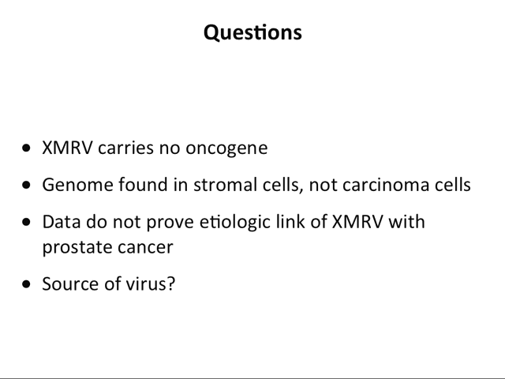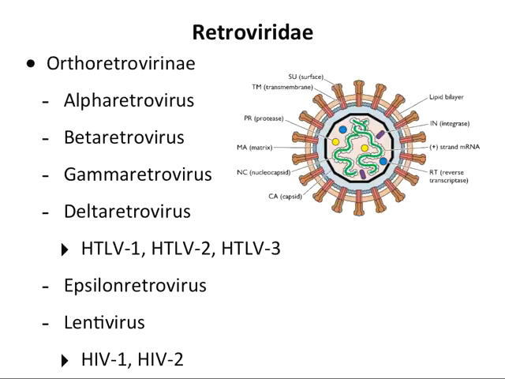These data don't prove a link of the virus with cancer. They just show that there's an association. So you have to do much more than show an association of a virus with a certain disease. And finally, where did this virus come from? It's a murine virus, which we say is infecting people.